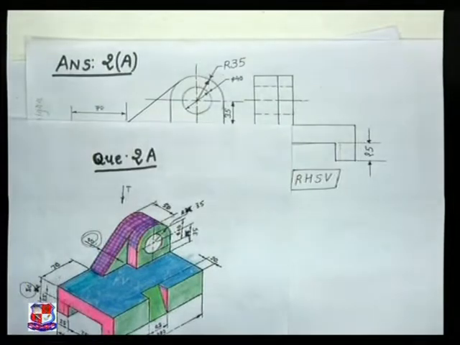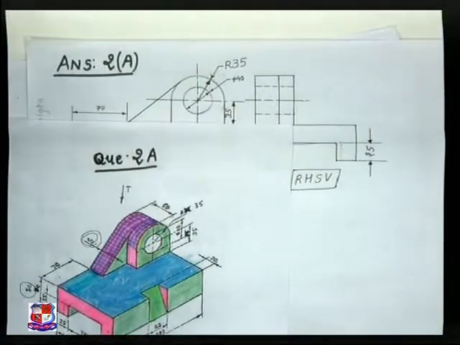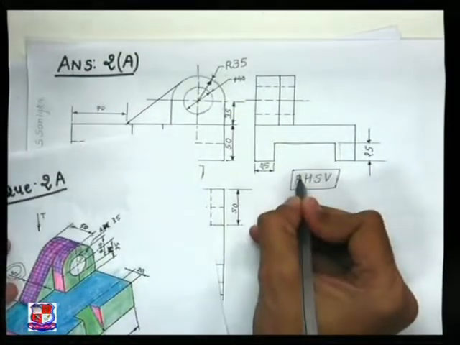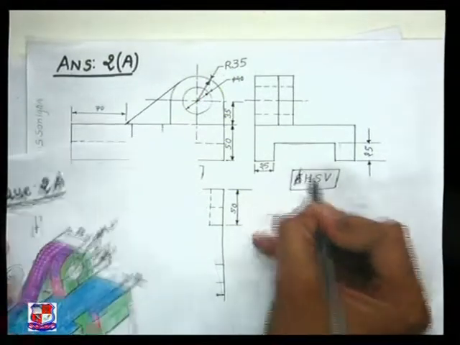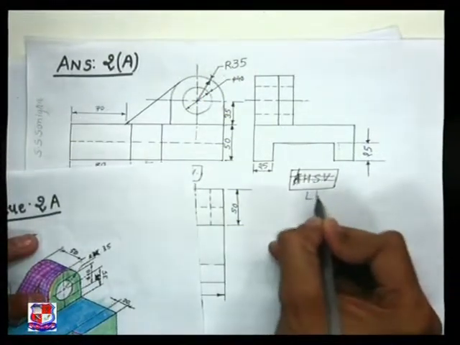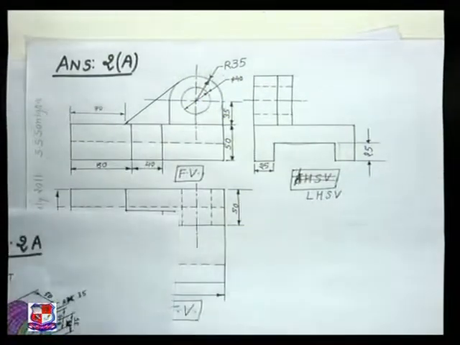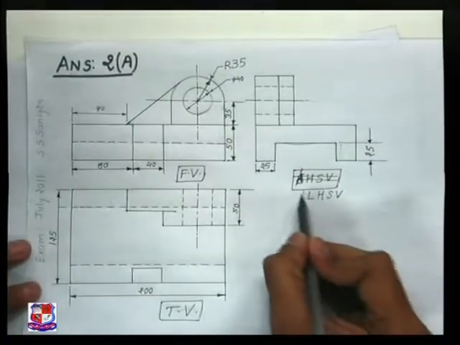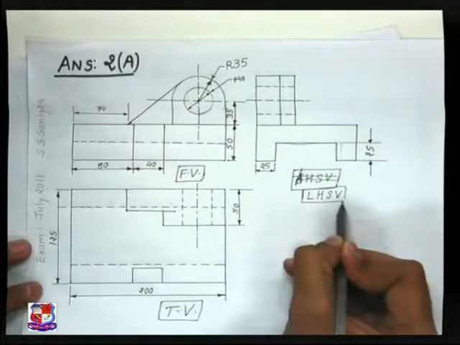Sorry, here left hand side view is asked. So here this is left hand side view, this is not right hand side view. That is drawn to the right side of the object. That is left hand side view, to the right side of the object, which is asked in this question paper.